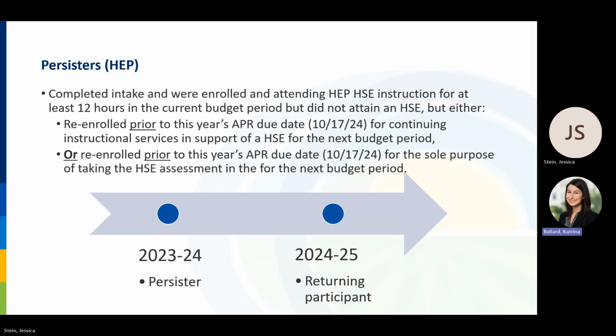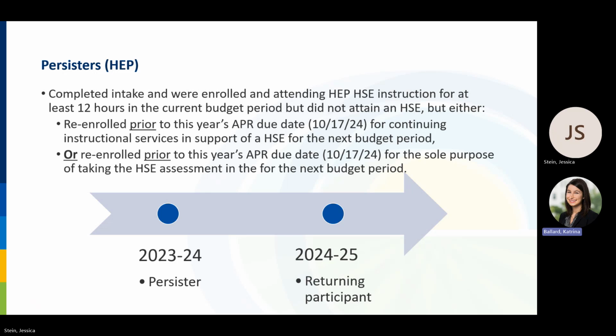And they either re-enrolled for continuing instructional services in support of an HSE in the subsequent budget period prior to this year's APR submission due date, so that's October 17th, or they re-enrolled for the sole purpose of taking the HSE assessment in the subsequent budget period prior to the APR submission due date, October 17th. So the current reporting period's persisters will become the next reporting period's returning students.